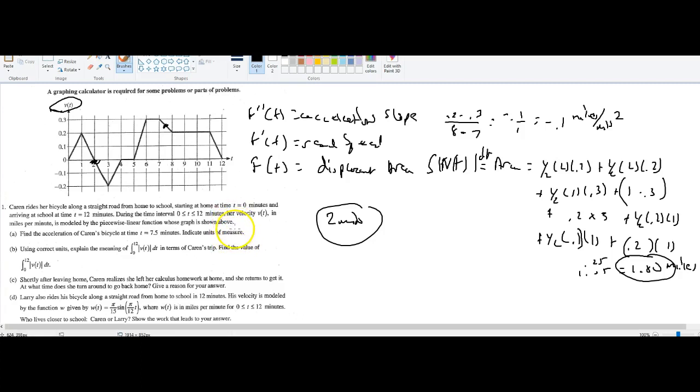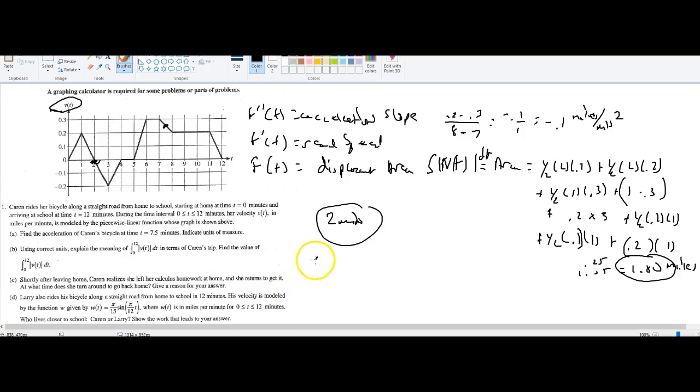Larry also rides his bicycle on a straight road from home to school in 12 minutes. His velocity can be modeled by the following function, where w(t) is in miles per minute, 0 to 12 minutes. Who lives closer to school, Karen or Larry? Okay, so the only thing we have to worry about here is how do you figure out how far Larry has ridden his bicycle?